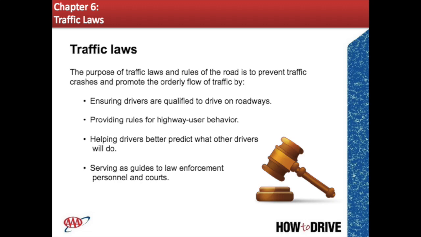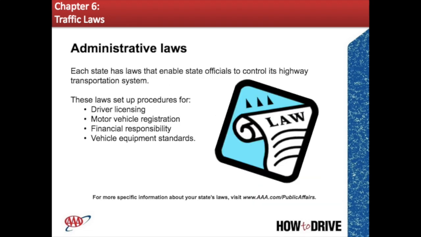The traffic control laws are based on the Uniform Vehicle Code. These include laws governing licensing, financial responsibility, vehicle ownership, rules of the road, vehicle operation, and driver condition. Then we have administrative laws. So each state has laws that enable state officials to control its highway transportation system. These laws set up procedures for driver's licensing, motor vehicle registration, financial responsibility, and vehicle equipment standards.